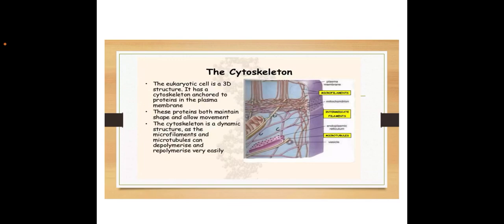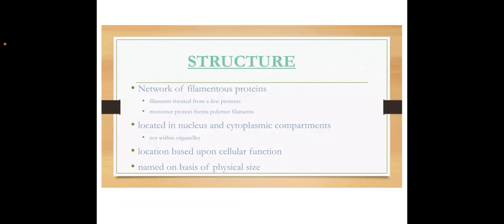It has a cytoskeleton anchored to proteins in the plasma membrane. These proteins both maintain shape and allow movement. The cytoskeleton is a dynamic structure, as the microfilaments and microtubules have the ability to depolymerize or repolymerize very easily. Means to say they can lose their shape or they can gain their shape. They can grow as well as they can be destroyed according to the demand of the cell.